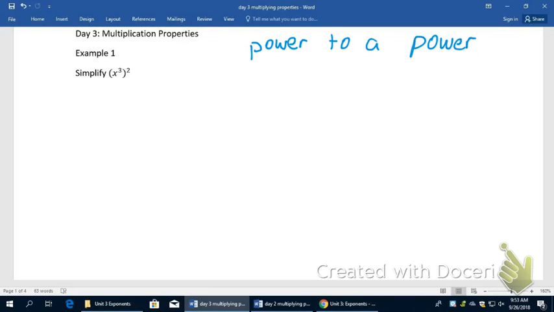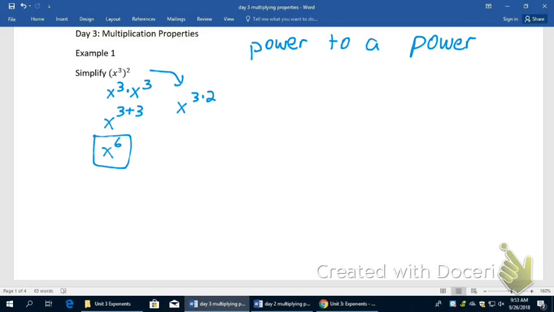So on this first problem, what you're going to do is think about it as x cubed being squared. If that's the case, x cubed is multiplying itself 2 times, which is x to the third times x to the third, which would be x to the 3 plus 3, which is x to the 6th. So there is a shortcut there where you could have simply done x to the 3 times 2.